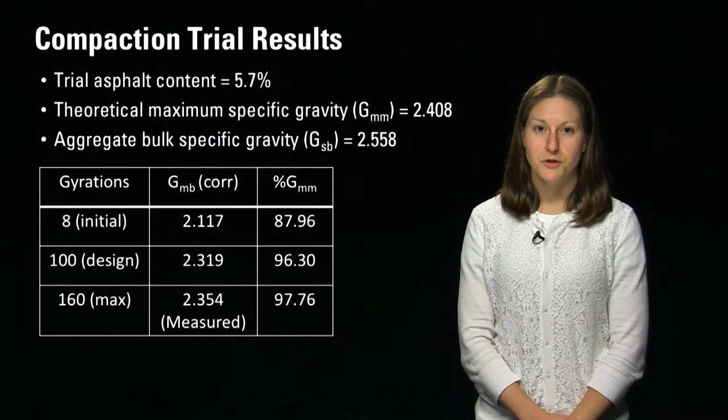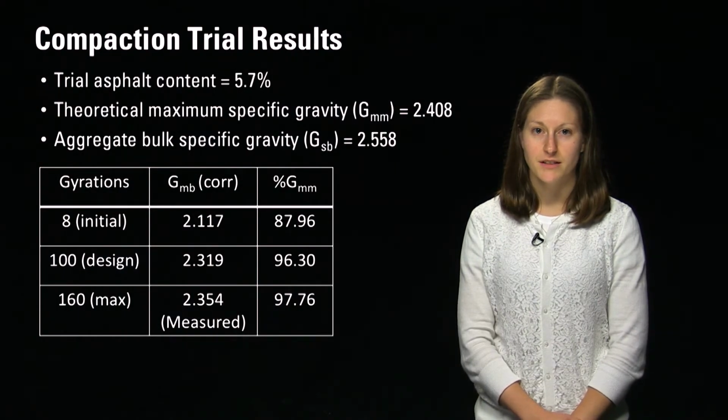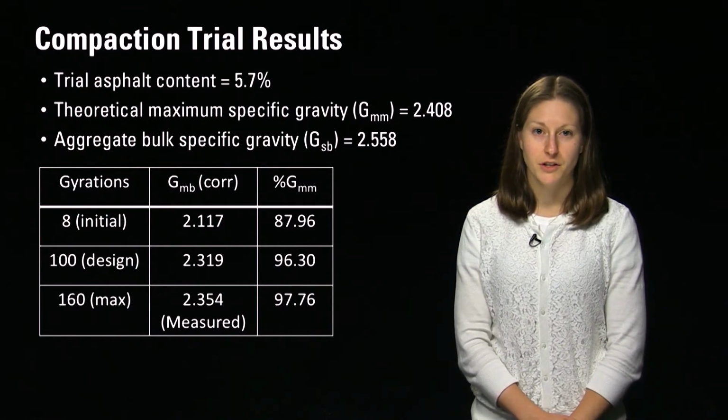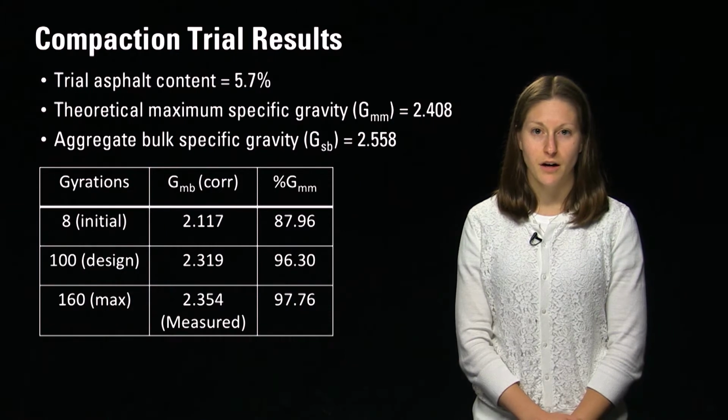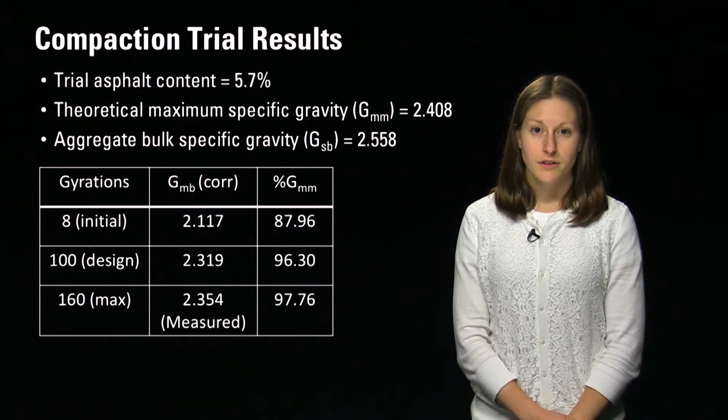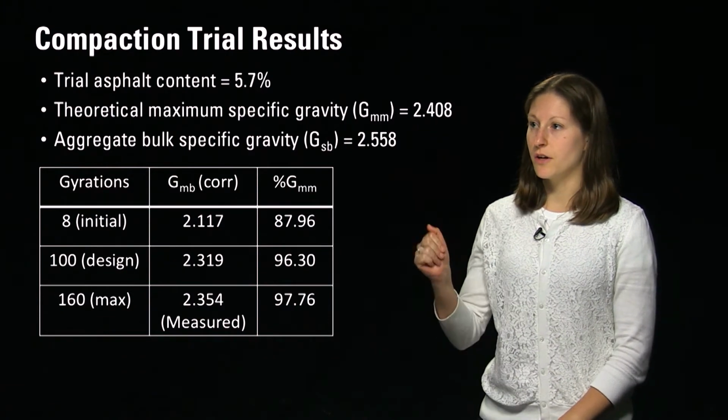The next step in the superpave mix design process is to calculate the volumetric properties of our trial asphalt mixture to determine whether or not our trial aggregate blend is acceptable. For this example, we'll be dealing with the data shown on this slide.